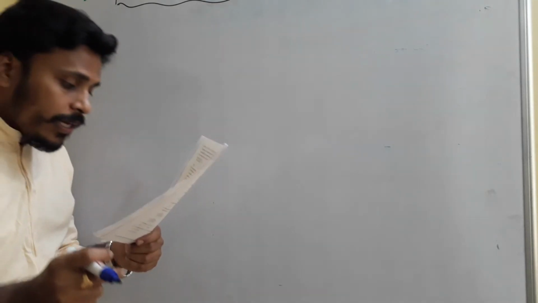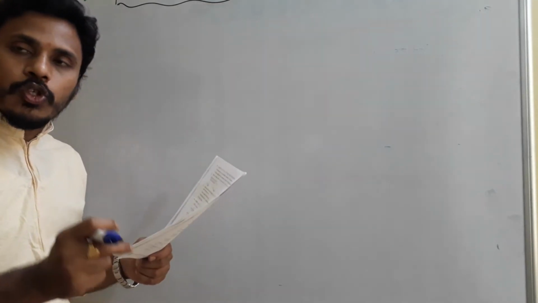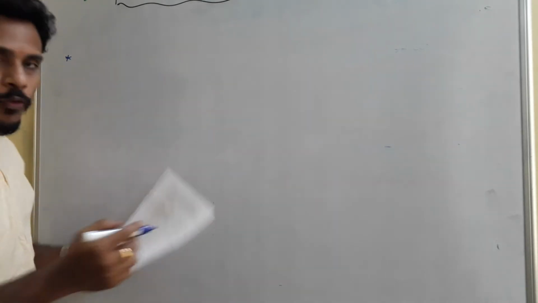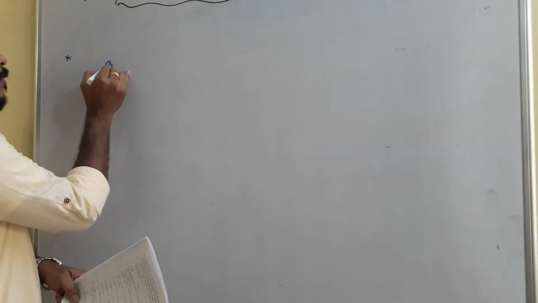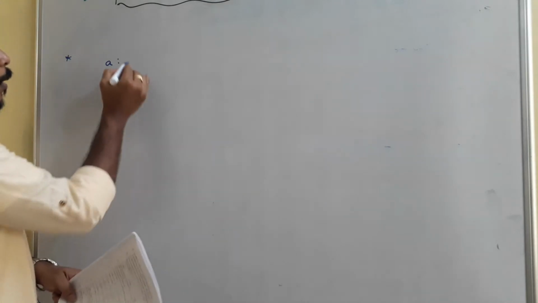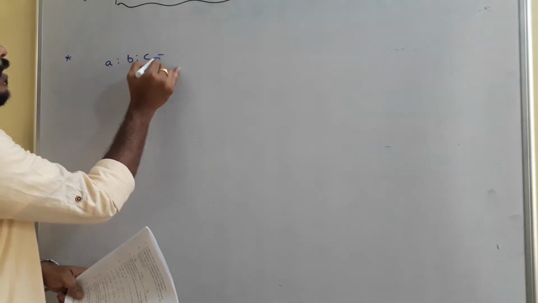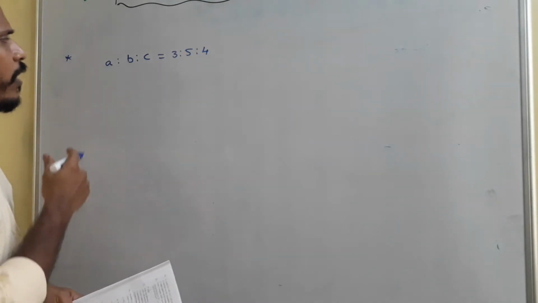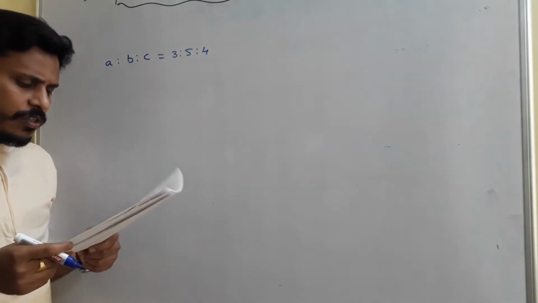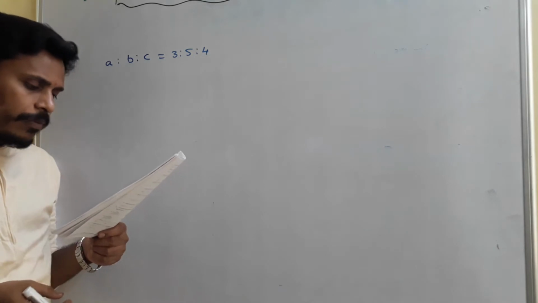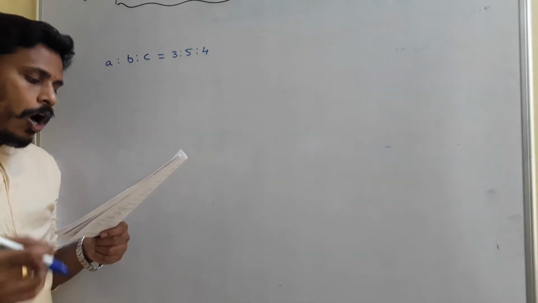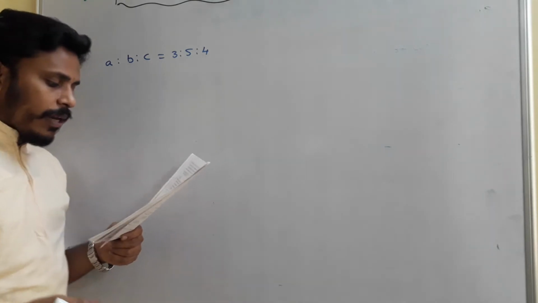A, B, C are related by the relation A is to B is to C is 3 is to 5 is to 4. So for this problem, first A is to B is to C is given as 3 is to 5 is to 4. That's a part. Altitudes AD, BE and CF are dropped on BC, CA and AB respectively.